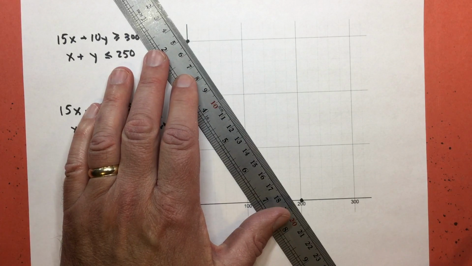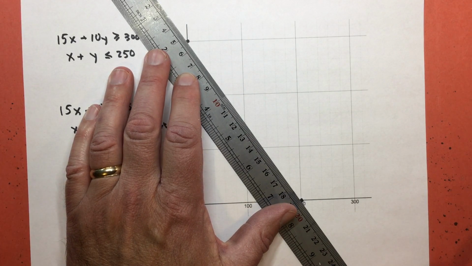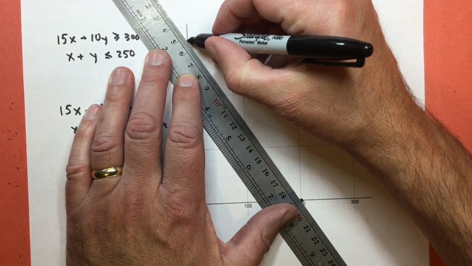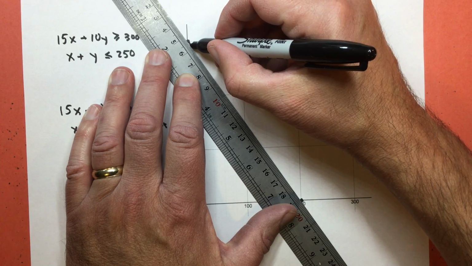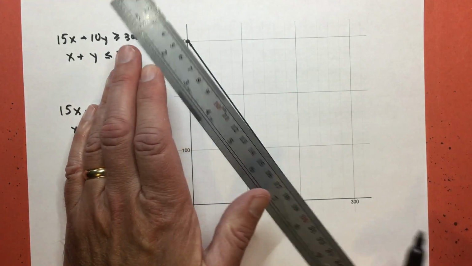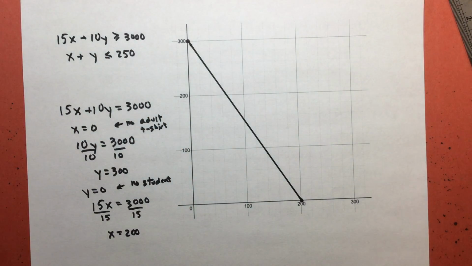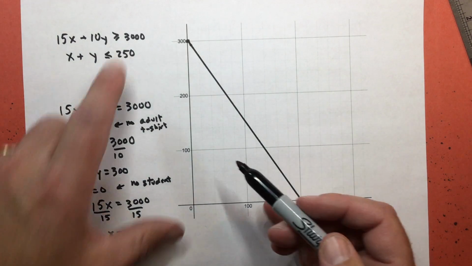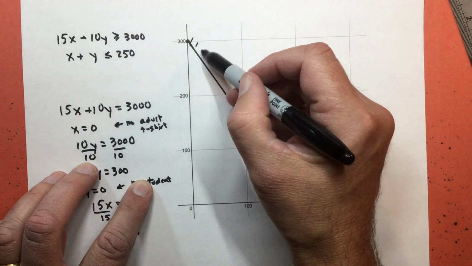I am going to use my ruler to draw that boundary line, and again, it's solid. If they are exactly 3,000, they're okay. They'd like to have more. And when I say more, that means I'm going to shade on this side.